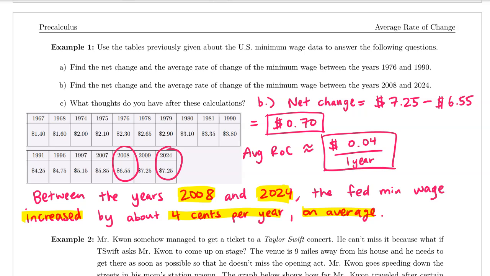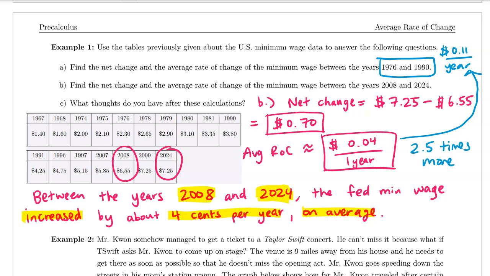Now, just as a quick reminder, between the years 1976 and 1990, the average rate of change was 11 cents per year. So making the comparison, because Part C says, what thoughts do you have after these calculations? 4 cents per year going to 11 cents per year, that is about 2.5 times more.